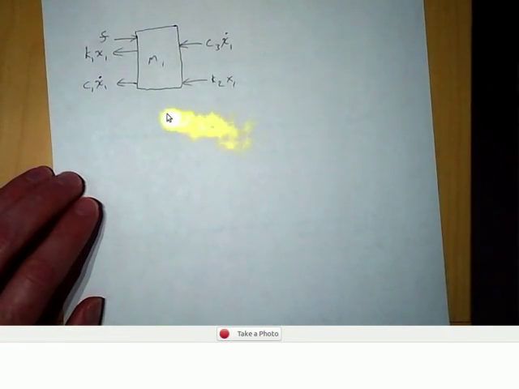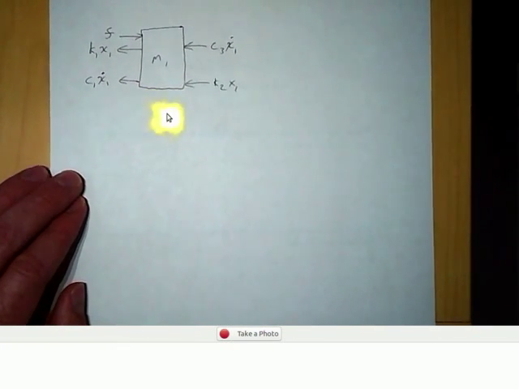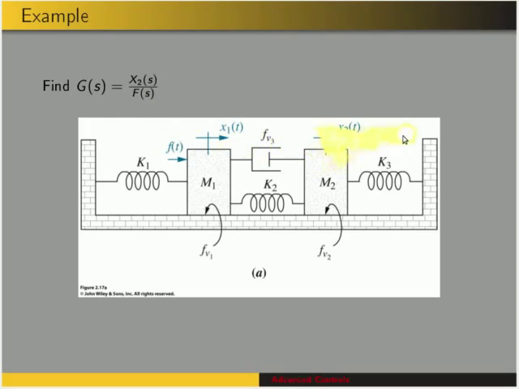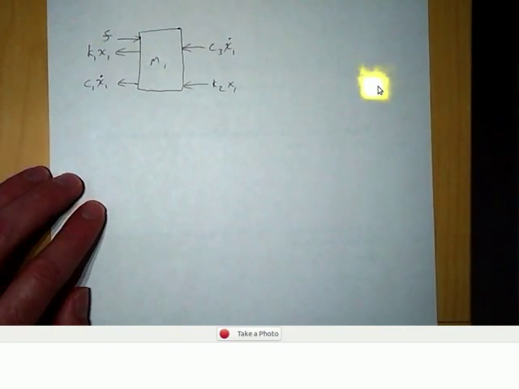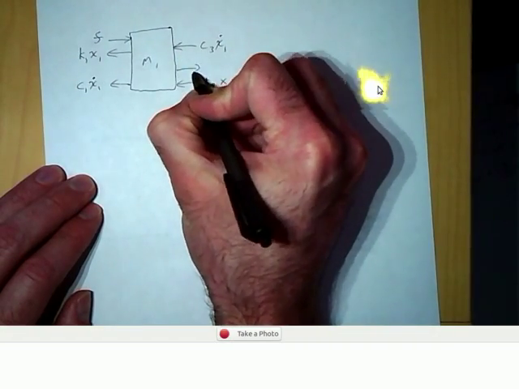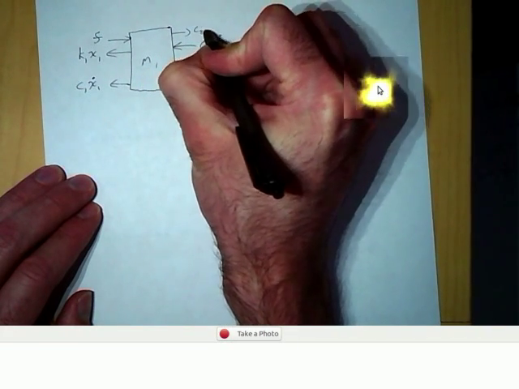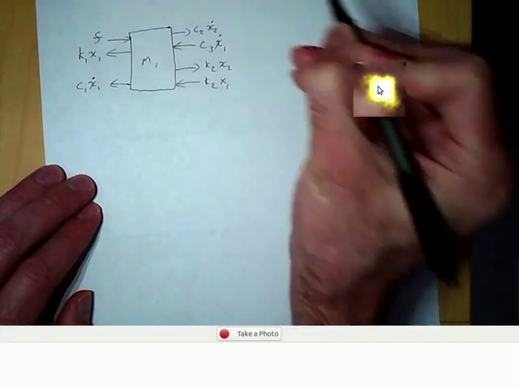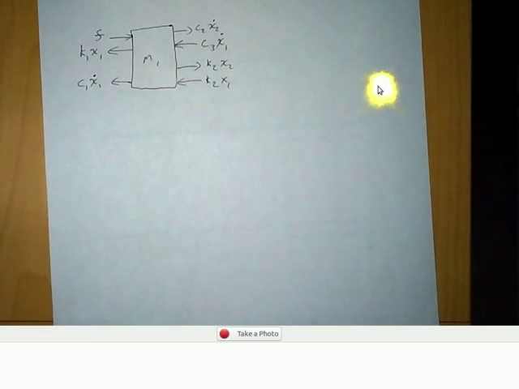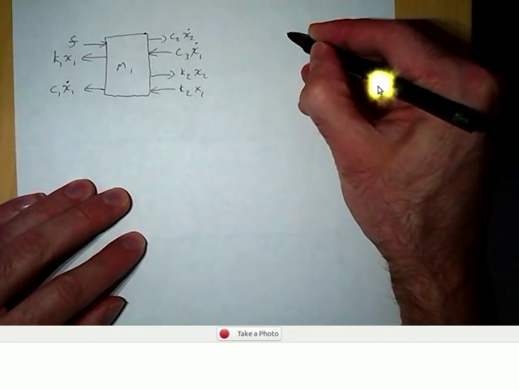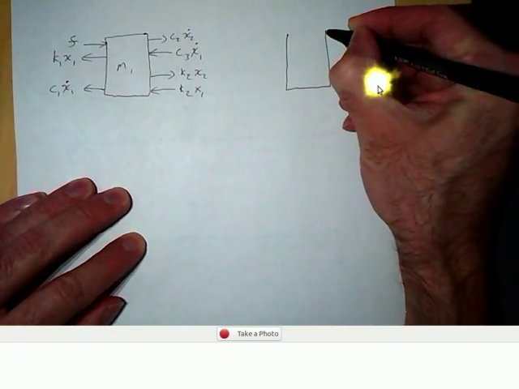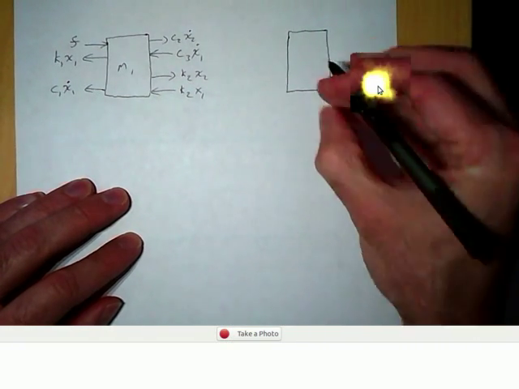And now we need to add the forces to our free body diagram, assuming M1 is fixed and M2 is moving. So if M2 is moving to the right, then we'll have a force pulling from K2 and a force pulling from this damper 3. So that would look like K2 X2, and C2 X2 dot. So there's our free body diagram for body 1. And we just need to repeat that for every other body in our system, or every other independent motion.